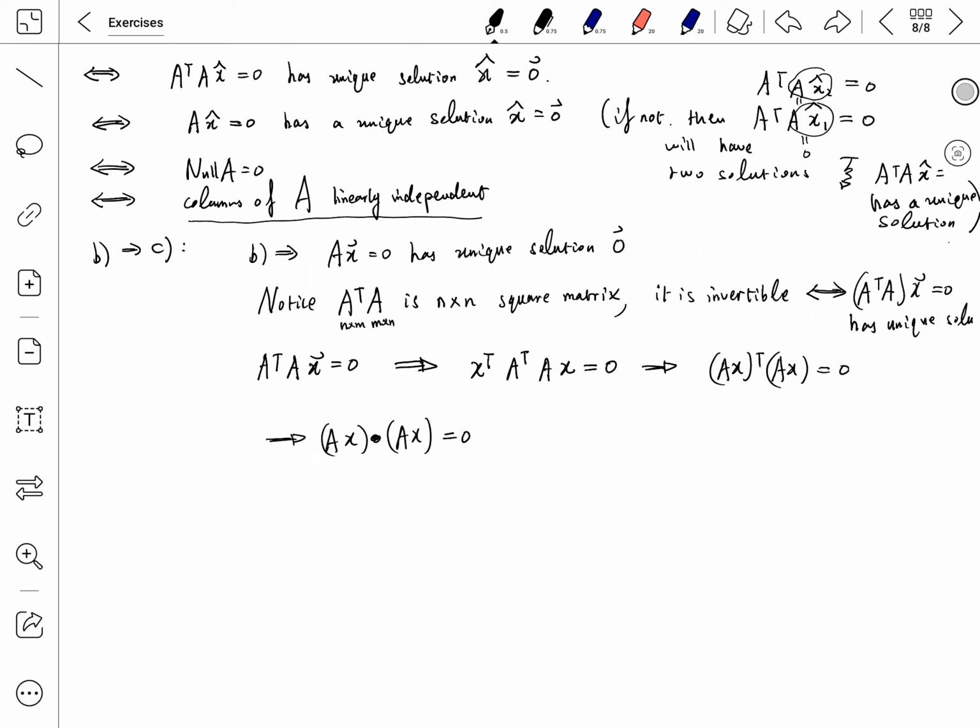And B implies that X equals 0. And so it has unique solution. And so it is invertible.